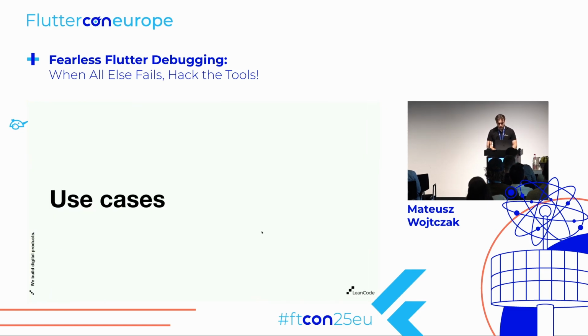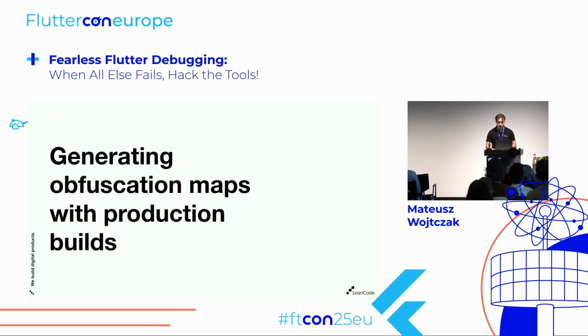So you might ask, okay, great fun fact, bro, but what's the use case for that? And actually, there are multiple use cases. In my history, there were multiple use cases for that. So the first one was generating obfuscation maps with production builds. So who here used the Dart obfuscate flag? Great. Not so many of you, maybe you should in production, by the way.